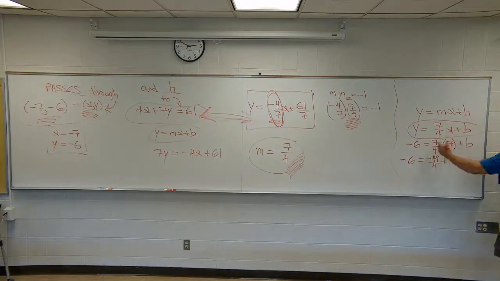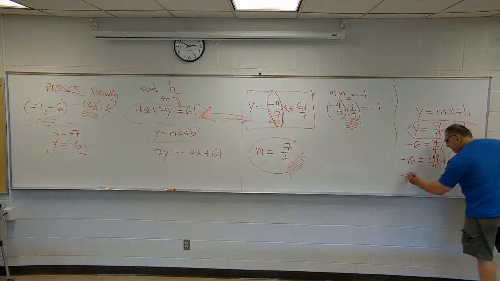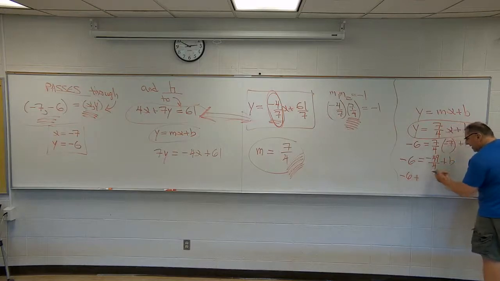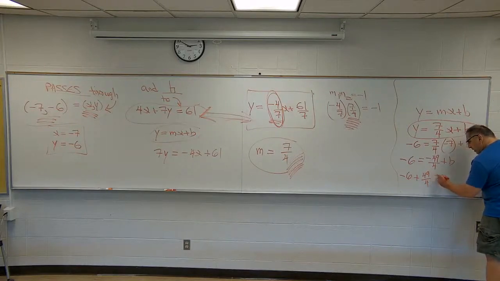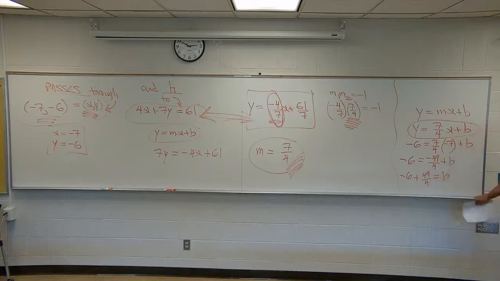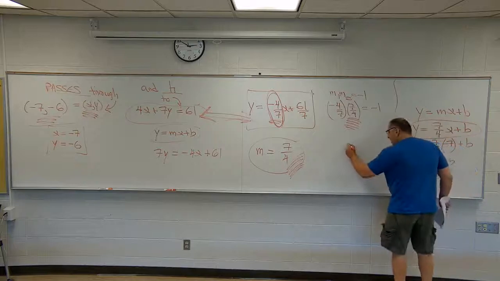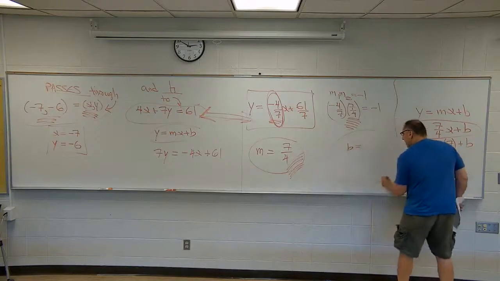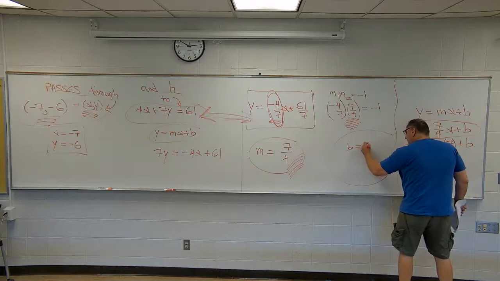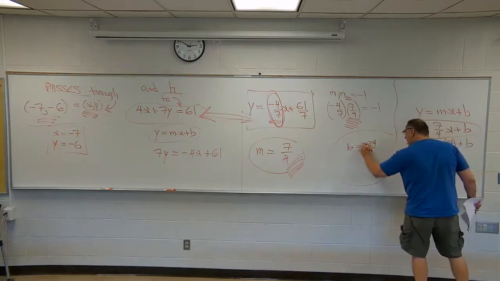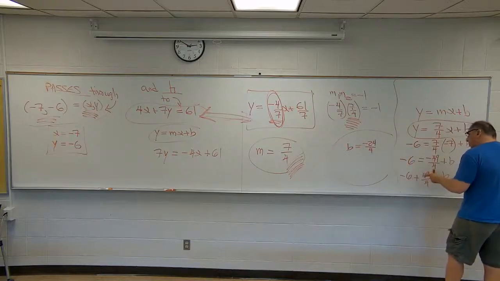Yeah, I'm just grinding this out, guys. Let me add that over here. Negative 6 plus, let me add a positive 49 over 4. Negative 6 is the same as negative 24 over 4. So b equals negative 24 over 4. Negative 24 divided by 4 is negative 6.